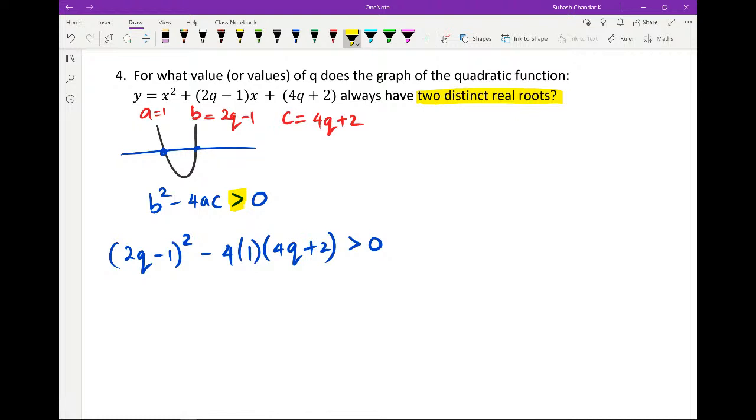All right, that's your achieved, and then just solving this will get you a merit, and then writing the correct answer gets you an excellence. So I'm going to expand the bracket here. So you've got 2q minus 1 times 2q minus 1, minus 4 times 1, which is just 4, times 4q plus 2, has to be greater than 0.